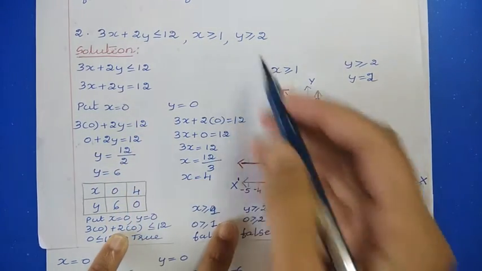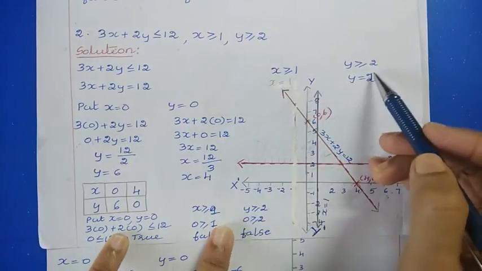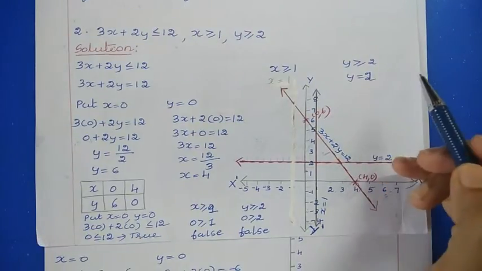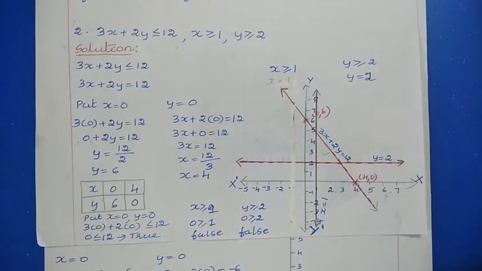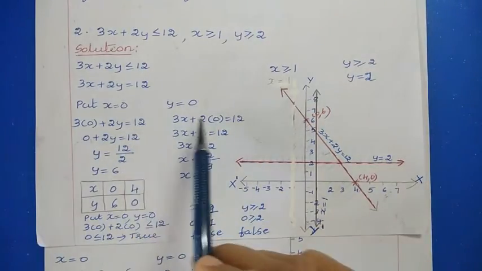Then we have x is greater than or equal to 1. This we can write as x is equal to 1. Y is greater than or equal to 2. That we can write as y is equal to 2. So the first step we have done. Next step is finding the solution for the inequality. So to find the solution for this, put x equal to 0 and y equal to 0.